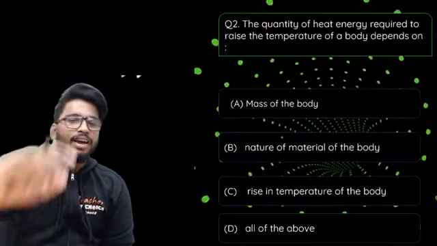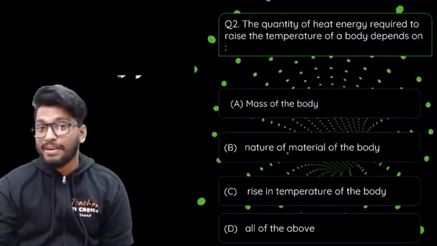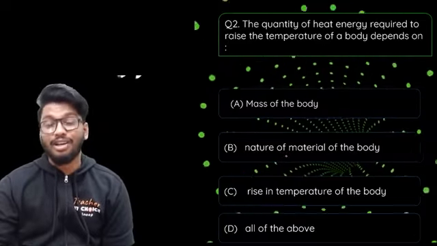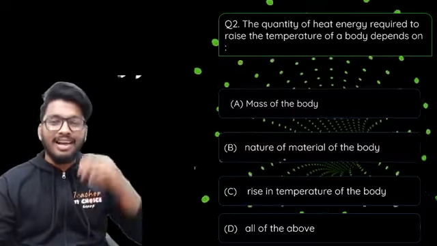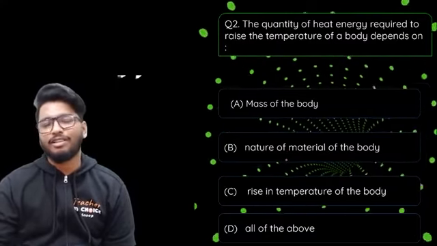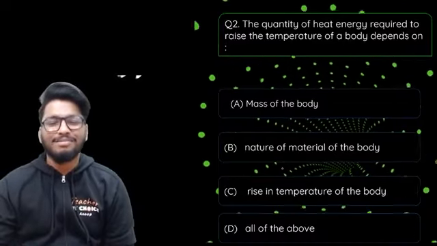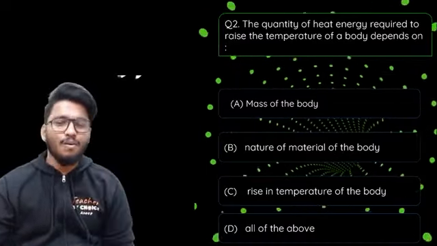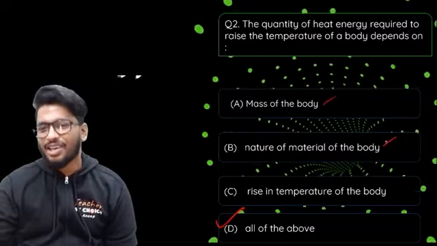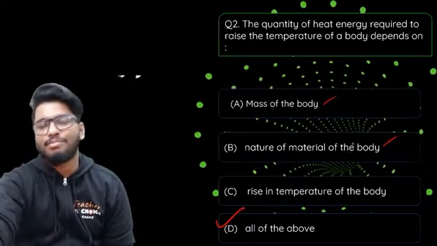Second question. The quantity of heat energy required to raise the temperature of a body depends on what? The mass of the body, the nature of the material of the body, the rise in the temperature of the body, or all of the above? Go ahead, people. Once again, 5, 4, 3, 2, 1. All of the above, definitely all of the above. Mass of the body, yes. Q is nothing but the heat energy. It depends on the mass, the nature of the material, and the temperature of the body as well.